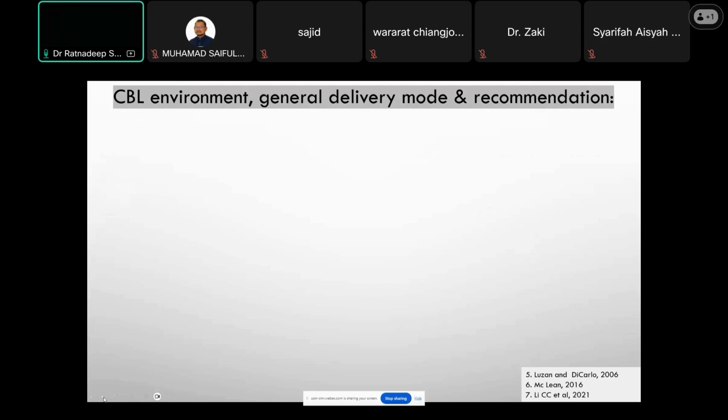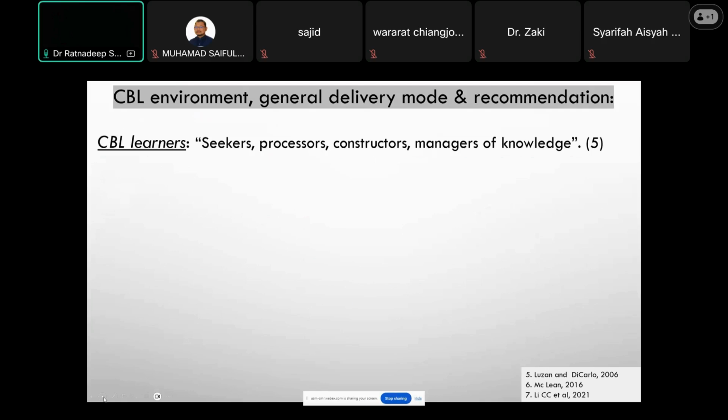Now, if you see here, Luzon, the medical educationalist, stressed that although facilitation of CBL is the responsibility of teachers like us, CBL learners should be seekers, processors, constructors, and managers of their own knowledge to enable clinical knowledge construction. And I think that they should be taking ownership of their own learning.